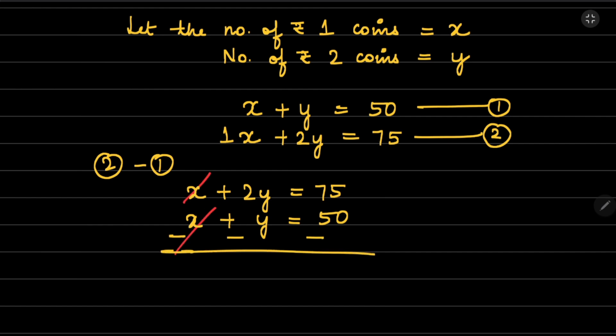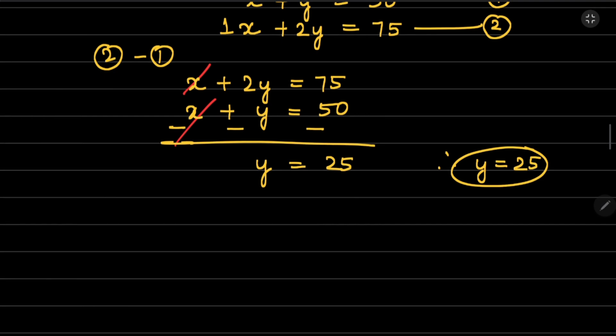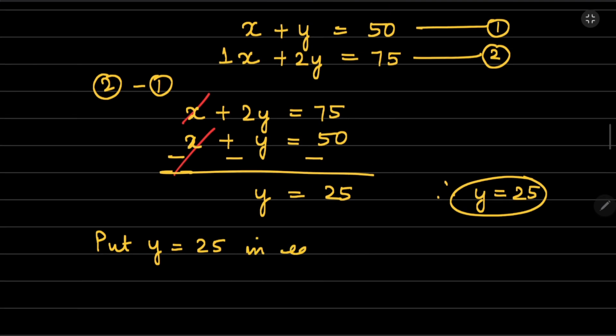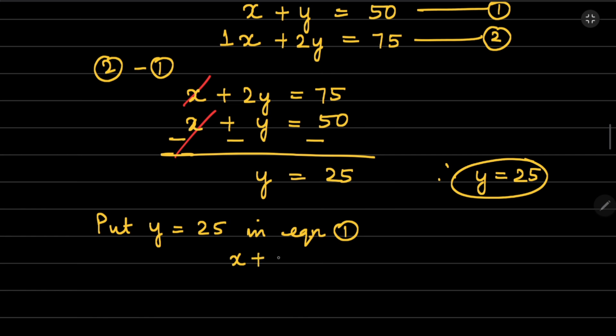This plus x minus x will get cancelled. 2y minus y is just y, which is equal to 25. So you're getting y is equal to 25. Y is the number of 2 rupee coins. Let's put y equal to 25 in equation 1. So what do you get? X plus 25 is equal to 50. Therefore, x is equal to 50 minus 25, which is 25.